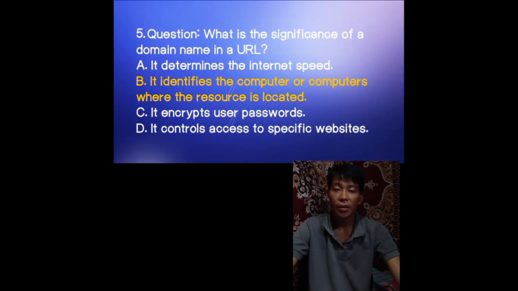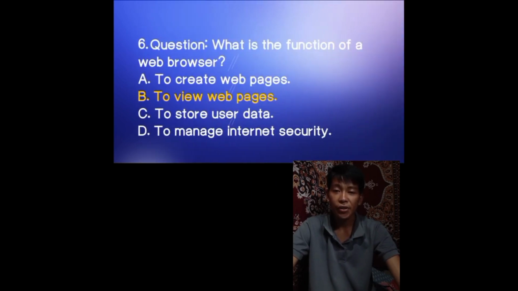And for the number 5 answer is letter B. It identifies the computer or computers where the resource is located. So it explains the domain name identifies a computer or computers on the internet, and it's part of the website URL. So number 6 answer is letter B. To view web pages. So this explicitly states that a browser is the software you use to view web pages.